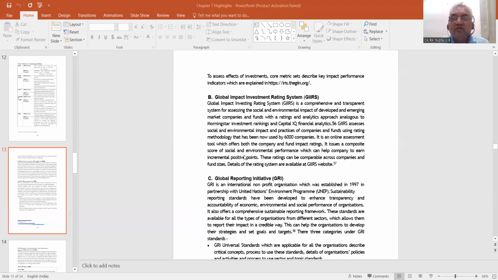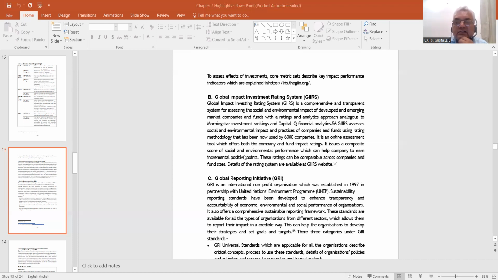So this is an international non-profit organization. GRI is an international non-profit organization which was established in 1997 in partnership with United Nations Environment Program, UNEP. So sustainability reporting standards have been developed to enhance transparency and accountability of economic, environmental, and social performance of organizations. It also offers a comprehensive sustainable reporting framework. So these standards are available for all types of organizations from different sectors, which allows them to report their impact in a credible way. So this can help the organizations to develop their strategies and set goals and targets.